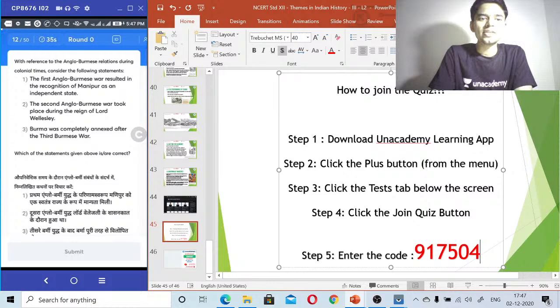Question 12. With reference to Anglo-Burmese relations during the colonial times, consider the following statements. 1. The first Anglo-Burmese war resulted in the recognition of Manipur as an independent state. 2. The second Anglo-Burmese war took place during the reign of Lord Wellesley. 3. Burma was completely annexed after the third Burmese war. Select the correct answer. Regarding the Anglo-Burmese war, choose the correct answer.